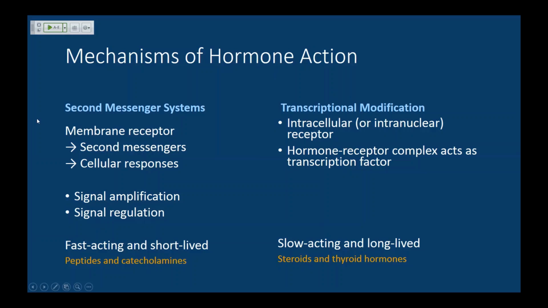Okay, so we have a membrane receptor. Binding of the membrane receptor activates second messengers, and those second messengers eventually lead to the cellular response. And a couple of key points to keep in mind about this: because you have multiple steps in this pathway, you have multiple steps to regulate the signal. And because you have multiple steps, you can also amplify the signal at each step. And we'll talk about that in a second.